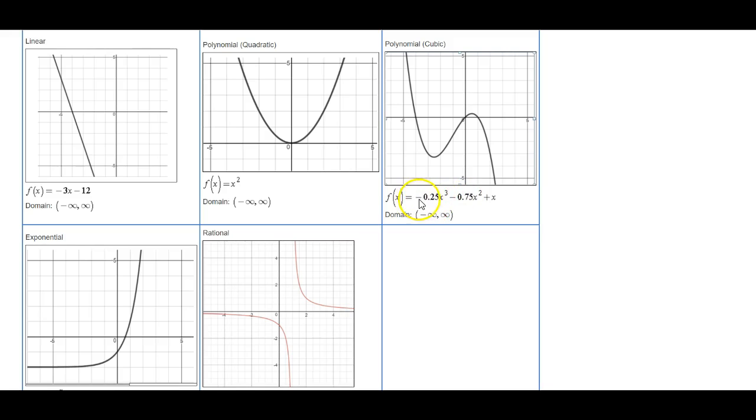and this minus 0.25 is the coefficient of x cubed, that's called the leading coefficient, and this is minus 0.75, the coefficient of x squared. The coefficient of x is 1. So we're going to see how to write a polynomial in general form with symbols in a minute.